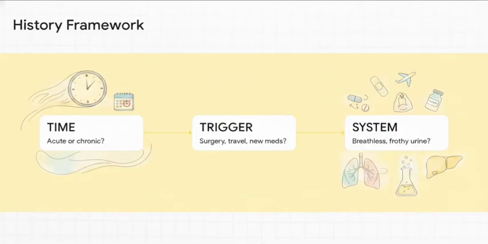When you're executing the ask step, use the super efficient time trigger system framework to quickly narrow down the suspects from your mnemonics. First, figure out the time. Is this acute, happening over a few days, or chronic, over months? Second, hunt for a trigger. Was there a recent surgery, a long flight, physical trauma, or maybe they just started a new med like amlodipine? Finally, ask about the system to check for those organ failures. Are they breathless? Is their urine frothy, indicating protein loss? Do they have any jaundice?